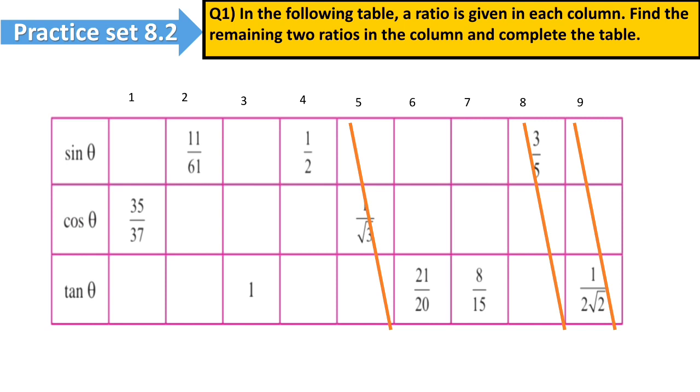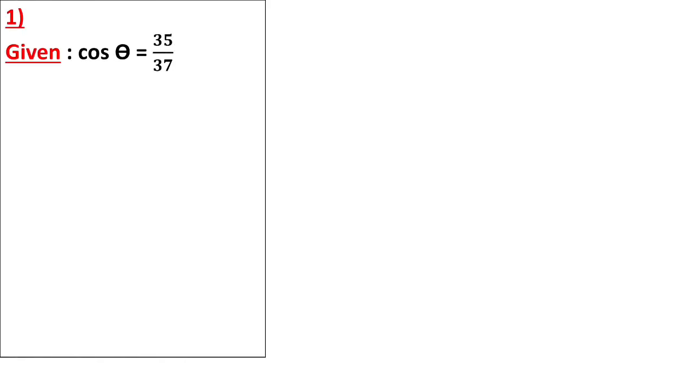In the first question, cos theta is given as 35 upon 37, and we have to find sin theta and tan theta. Let's start with the first question. Children, the first question: cos theta is given as 35 upon 37. Here we have to find sin theta and tan theta.